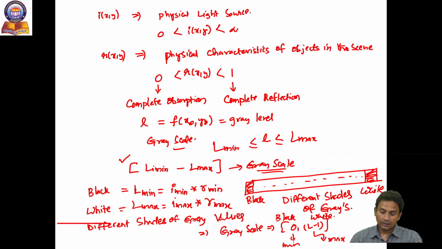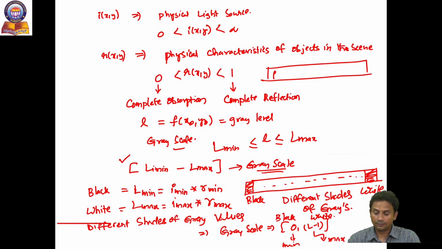So this is about the simple image formation model. Mathematically, a digital image is represented as a product of illumination and reflectance. F of xy is mathematically modeled as I of xy into R of xy.